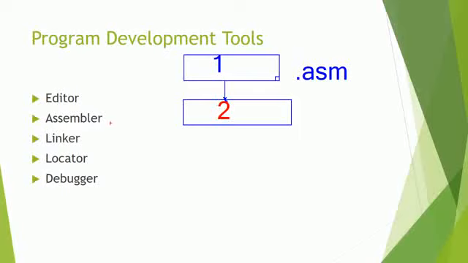Number 2 is nothing but the assembler. What exactly is the assembler doing when it accepts the input file with the extension .asm? The assembler accepts the .asm file in mnemonic format, that is, the assembly language program, as an input, and it creates two more files with two different extensions.